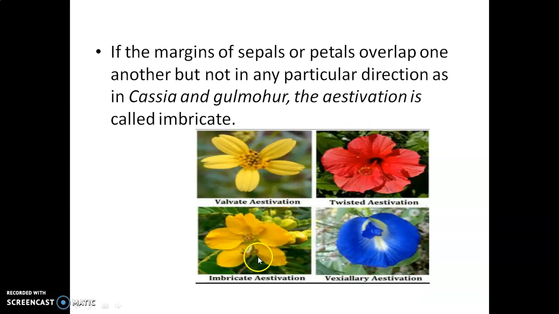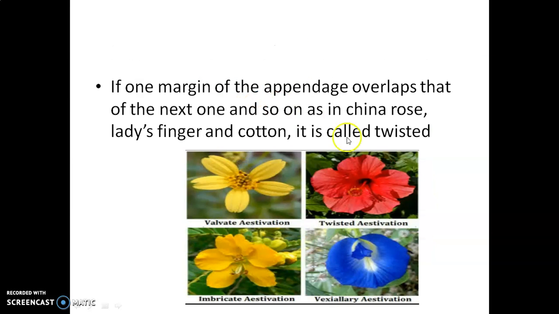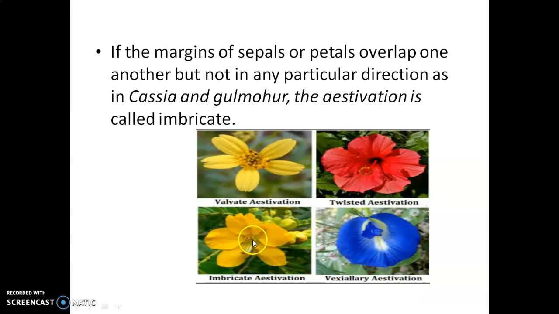Then, third type, imbricate aestivation. See, observe this diagram. In the flowers of cassia and gulmohar, we can see imbricate aestivation. What is the speciality? Here, the margins of sepals or petals overlap one another but not in a particular direction. In twisted, it will be whorled in a particular direction. But here, there is no particular direction, but all the members of calyx and corolla will overlap. Okay, that is imbricate aestivation.